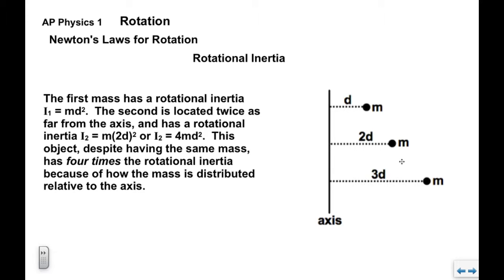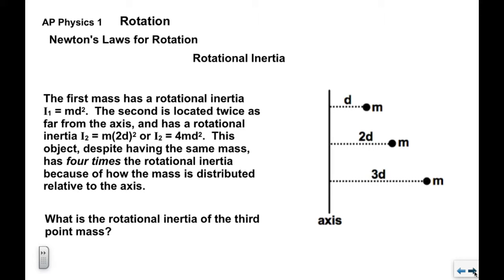This object, despite the fact that it has the same mass, is twice as far away. It has 4 times as much rotational inertia because of how the mass is distributed relative to the axis. The third one, of course, is m times 3d squared, so it would be 9 times as much as the first one.